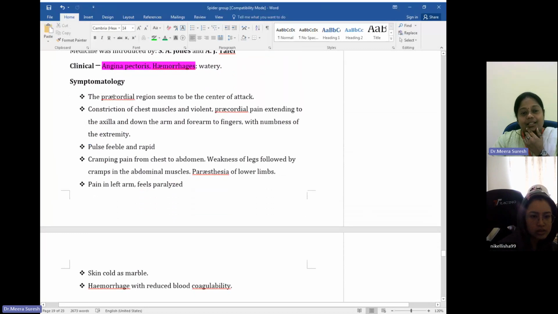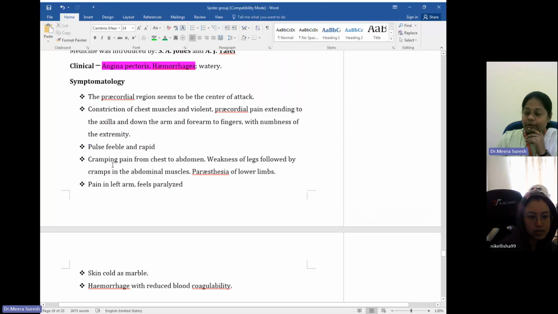So we'll start that. The precordial region, or it is the apex region of the heart, which seems to be the center of attack. There will be constriction of the chest muscles and the pain extending to axilla, down to the arm, forearm to fingers with numbness. And usually it will be the left-sided arm that is affected. So the pain in left arm, it feels paralyzed. The pulse will be feeble and rapid.